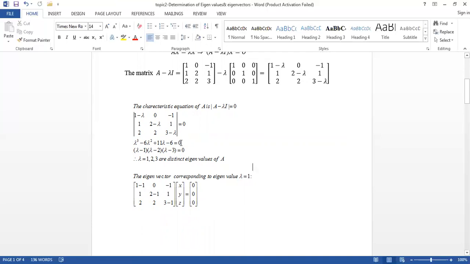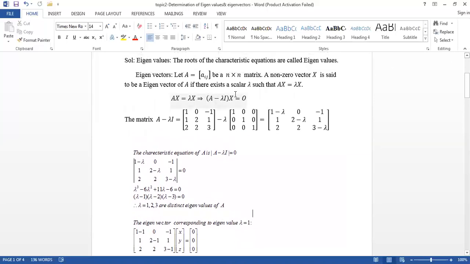Calculating the roots by trial and error, we get 3 roots: lambda equals 1, 2 and 3. These are the eigenvalues of A. Now we have to compute eigenvectors corresponding to the eigenvalues lambda equals 1, 2 and 3. So the eigenvector corresponding to the eigenvalue lambda equals 1. Let X equals (x, y, z) be an eigenvector corresponding to lambda equals 1.